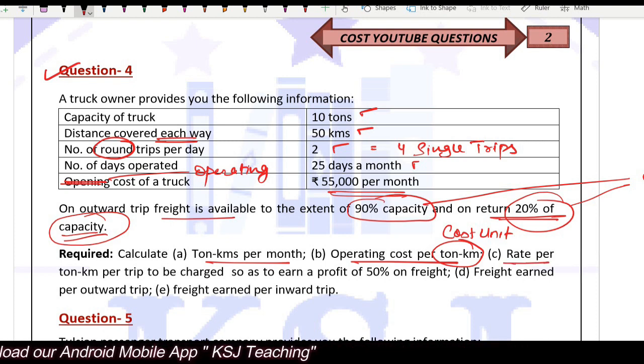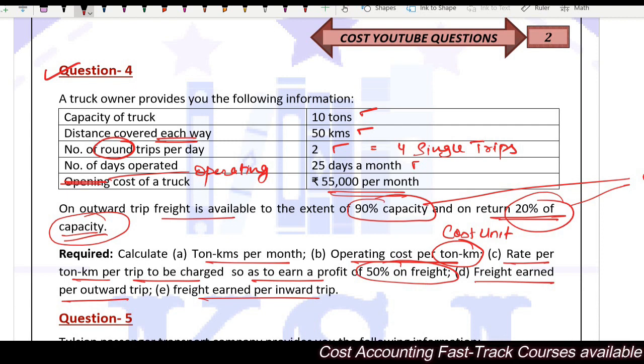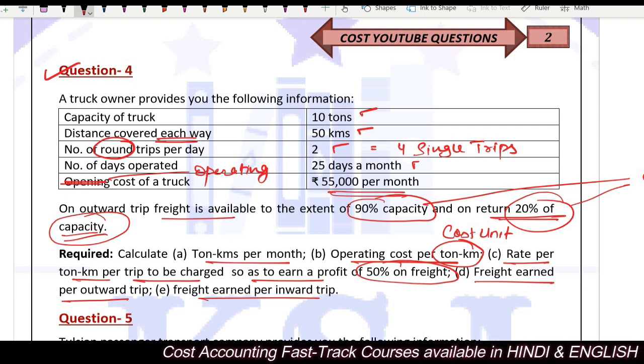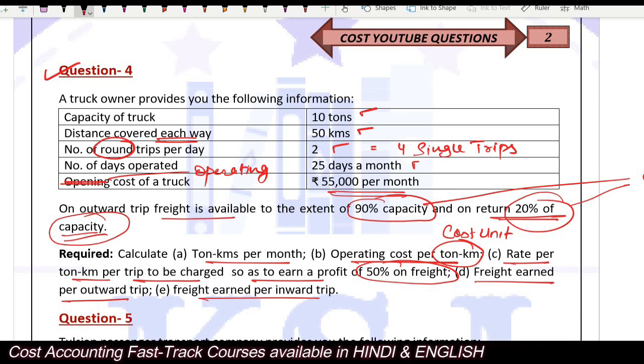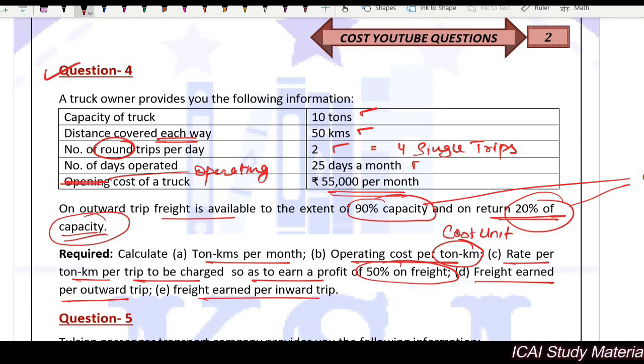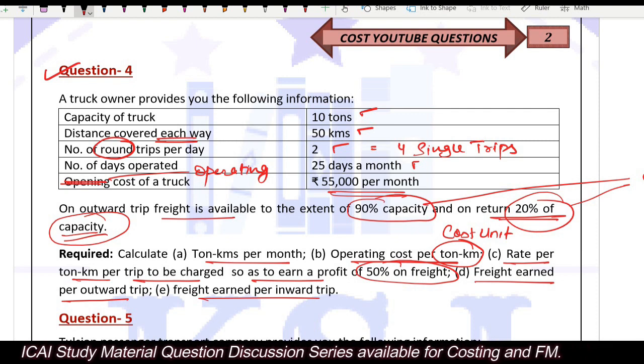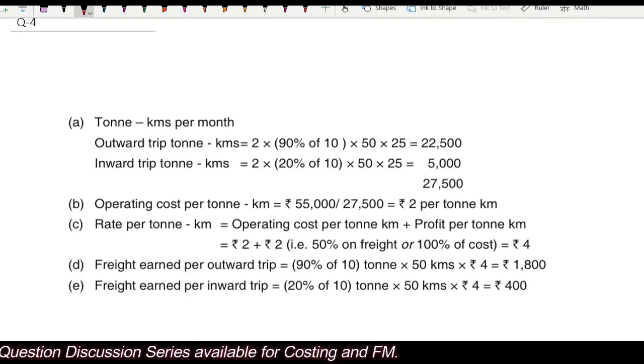Then the rate per ton kilometer per trip to be charged so as to earn a profit of 50% on the freight earned per outward trip and freight earned per inward trip. So these are the things that you need to calculate. So let's see. First we will calculate the ton kilometers per month, right? What is the capacity? What is the distance being covered? First, effective kilometers. The distance covered one way, 50 kilometers, multiplied by number of single trips, that is 4, multiplied by number of days being operated in a month, 25, right?